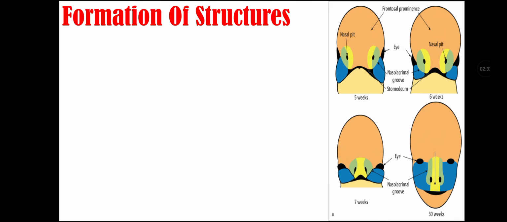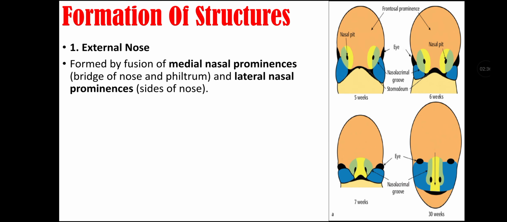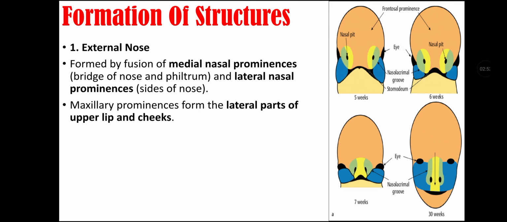Now let's talk about formation of structures related to nose. First we have external nose. It is formed by fusion of medial nasal prominence and lateral nasal prominence. Medial nasal prominence forms the bridge of nose and philtrum, and lateral nasal prominence forms the sides of the nose. Maxillary prominences form the lateral part of the upper lip and cheek.